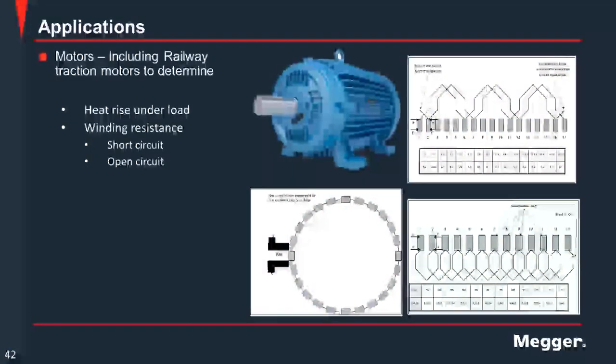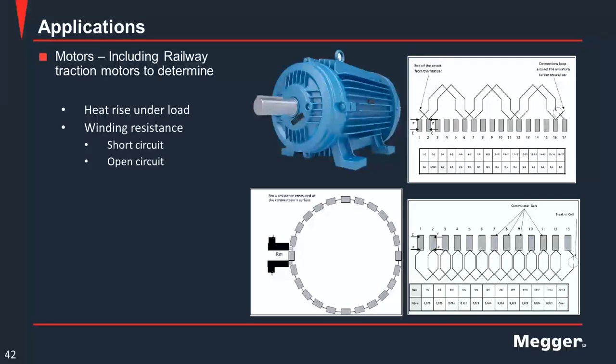This is in motors. You can also use low resistance measurement on motors, including railway traction. You can measure the winding resistance to detect a short circuit or open circuit, and also the heat rise under load condition.